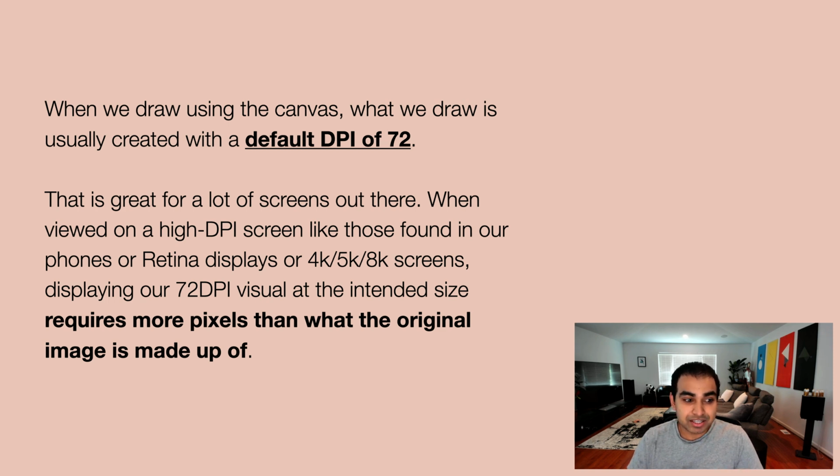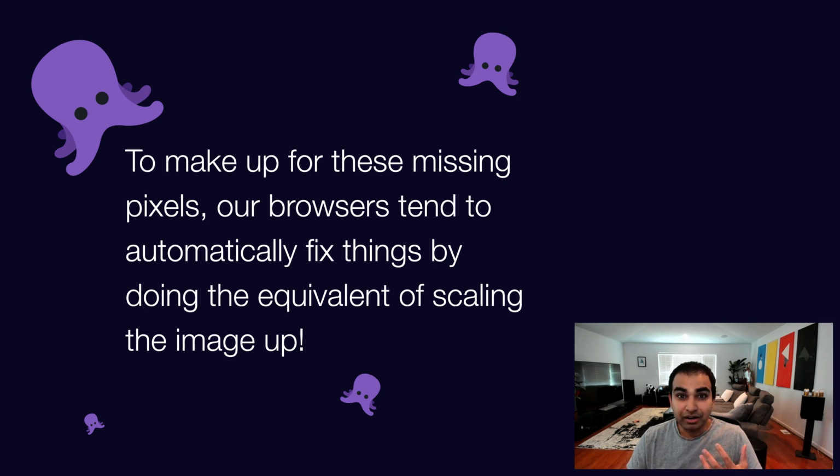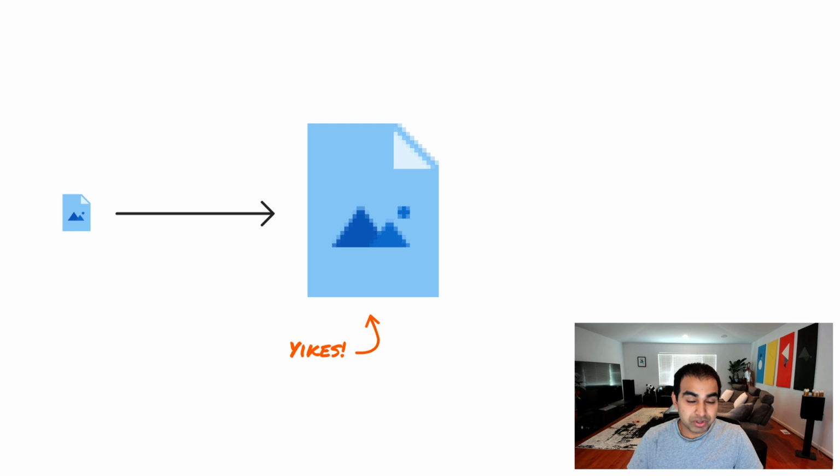What we really need is a way to require more pixels than what the original image is made up of. And you can kind of imagine where I'm going here, where you have an image with fewer pixels that is now being blown up to display in a larger area. What our computers, Canvas, and our browsers do oftentimes, when there's a lack of pixels, is automatically fix things to make up for the missing pixels. They go out of their way by doing the equivalent of scaling the image up. What you get is something like this.